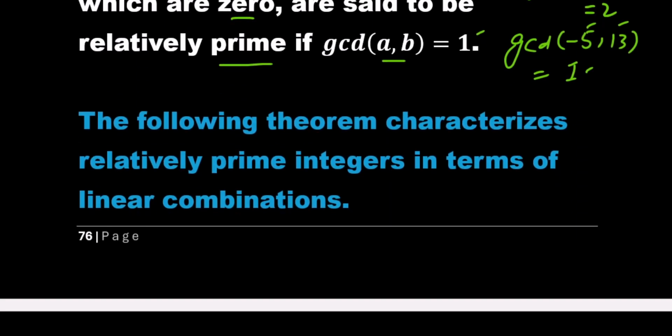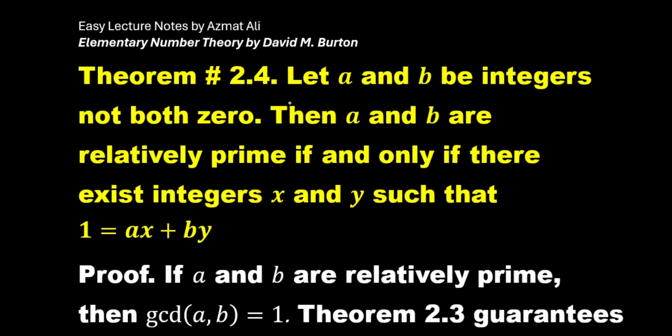Next, the following theorem characterizes the relatively prime integers in terms of linear combination. This is Theorem 2.4 given in the book of David M. Burton. This theorem can be stated as: let a and b be integers, not both 0. Then a and b are relatively prime if and only if there exist integers x and y such that 1 is equal to ax plus by. This is not a new result. In the last lecture, we discussed that the GCD of two integers a and b can be expressed as a linear combination of a and b.